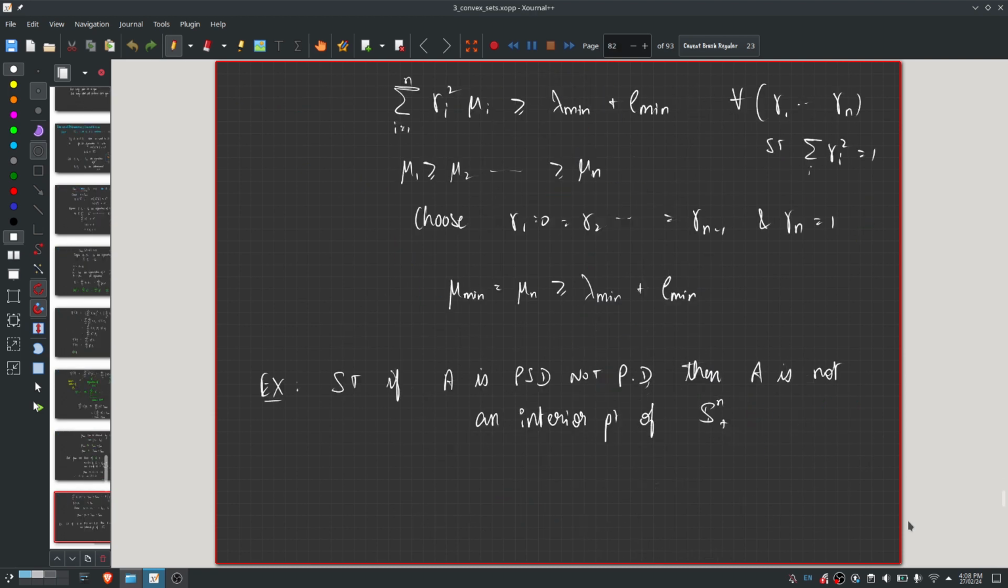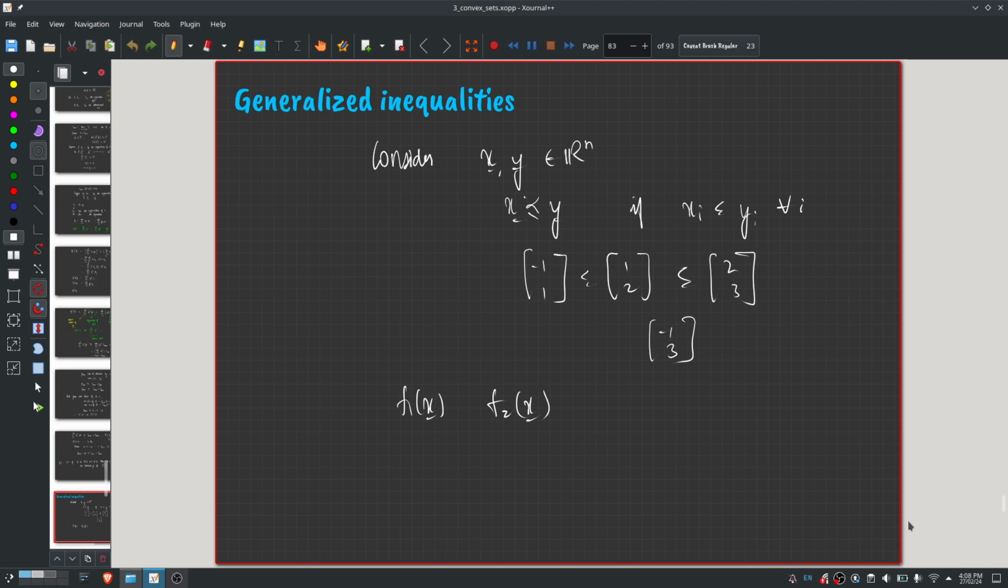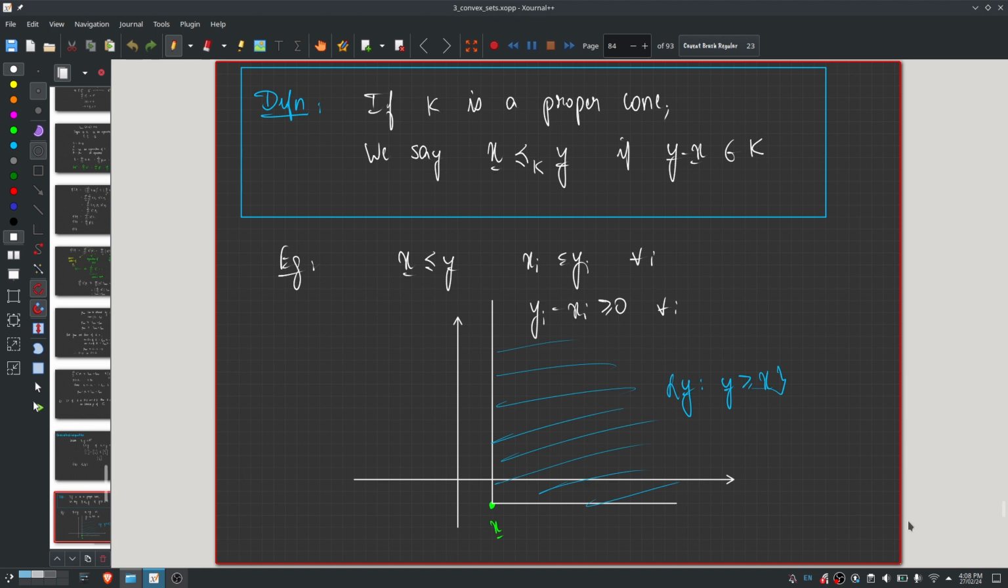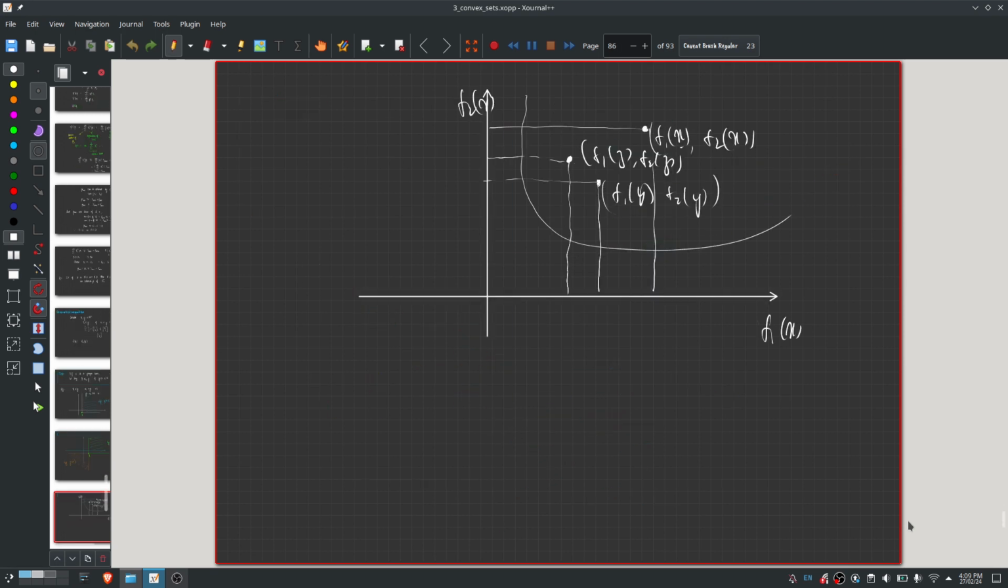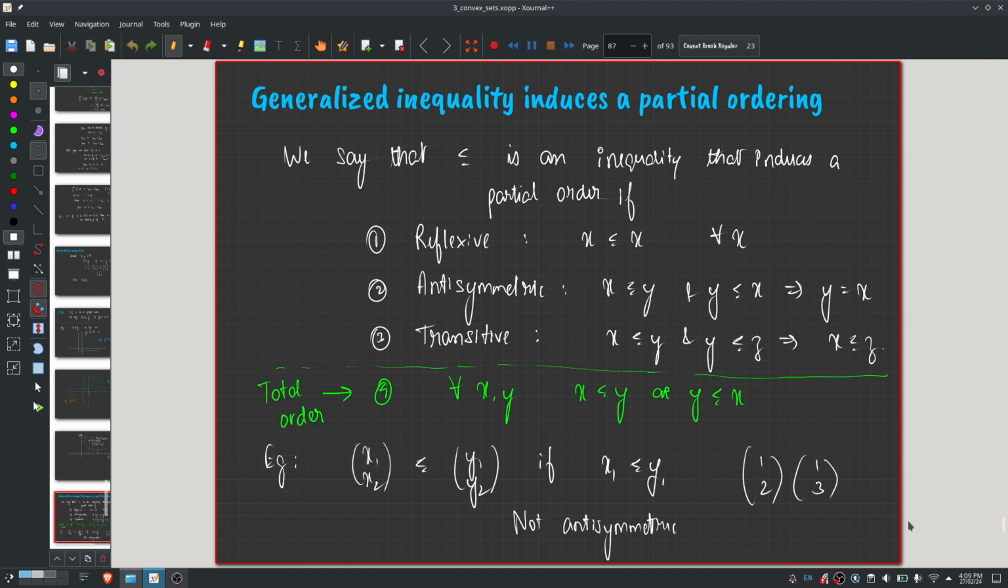But what was most interesting for us was this notion of a generalized inequality that is derived from proper cones. Basically we say that if K is a proper cone, then the generalized inequality says that X is less than or equal to Y if Y minus X lies inside the cone. Okay? And the most common example of a generalized inequality, one that you have already seen earlier, is that of the component-wise inequality. Given two vectors, if one is component-wise greater than or equal to the other, then we say that one vector is greater than or equal to the other.